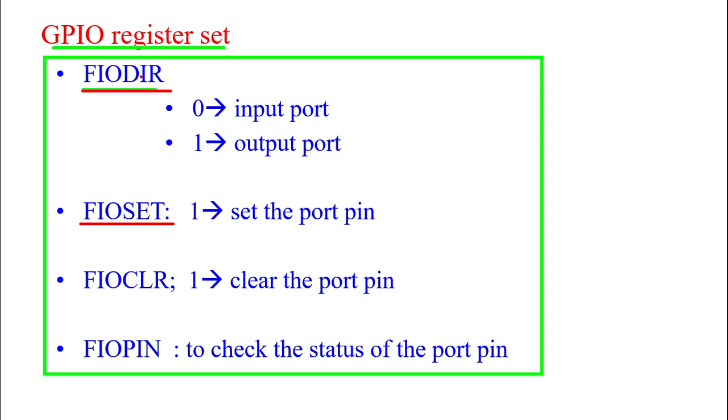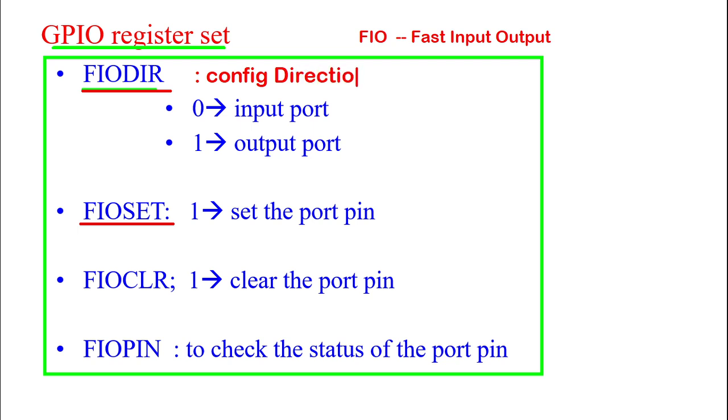FIO stands for fast input output. What is the meaning of FIO? Fast input output. DIR stands for direction, so FIODIR stands for fast input output direction. This register is used to configure the direction.